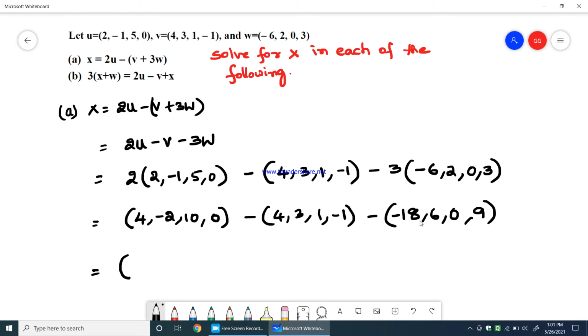Now to find the x vector, I'll say 4 minus 4 plus 18. So 4 minus 4 is 0, 0 plus 18 is 18, comma minus 2 minus 3 minus 6, which is minus 11. Then I have 10 minus 1 is 9, 9 plus 0 is 9 again. Then I have 0, minus of minus 1 is plus 1, 1 minus 9, which will be minus 8.